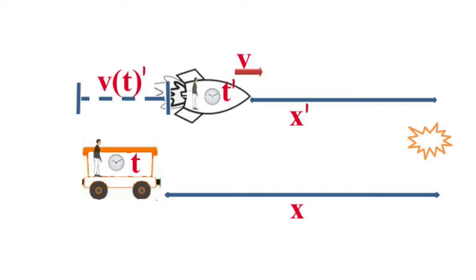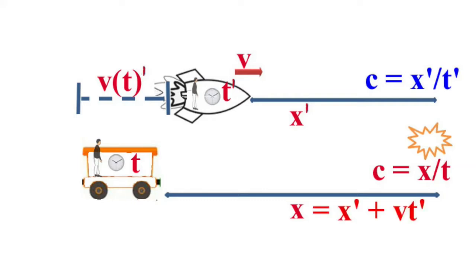Imagine now also that there is a flash of light in the distance. The stationary observer will measure the speed of light to be x over t, and the moving observer will also measure the speed of light to be x prime over t prime. Now it seems pretty obvious from this that the distance x equals x prime plus vt prime, and the distance x prime equals x minus vt. This is our starting point.